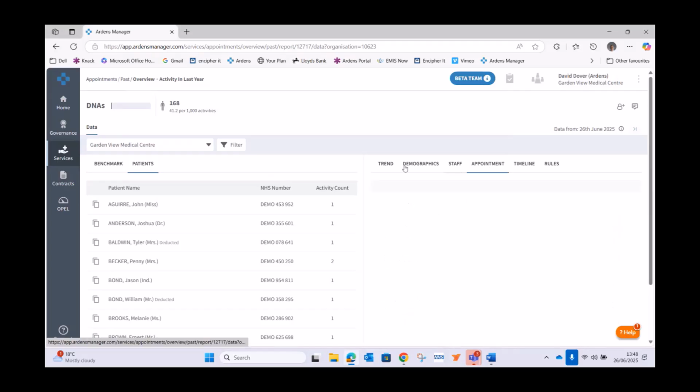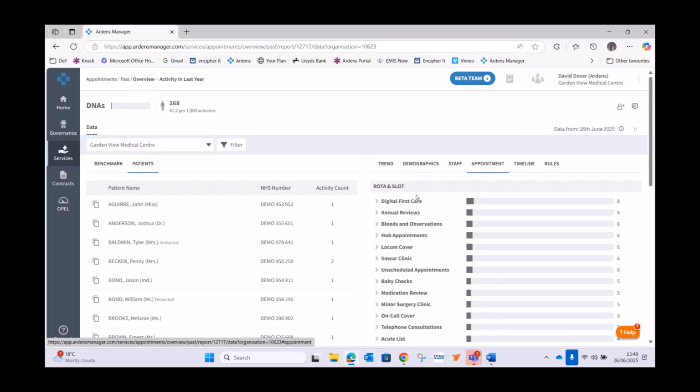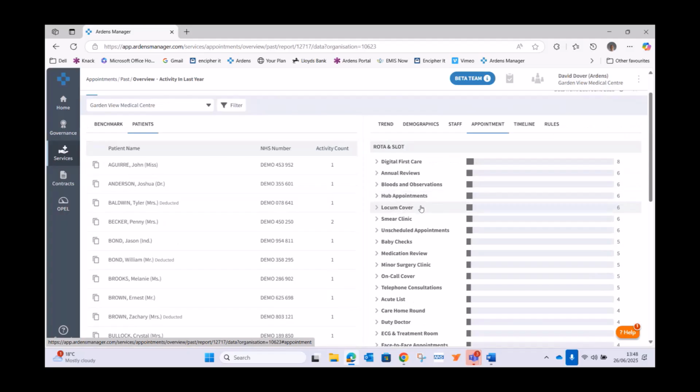Again, maybe I look at those appointment slots and the rotas, because if we are getting DNA patients in particular clinics, particular sessions, do we need to relook at that in the appointment book? Do we need to educate those staff in booking those appointments in if we are getting high returns of DNAs as well? Timeline's a really useful one on here as well.